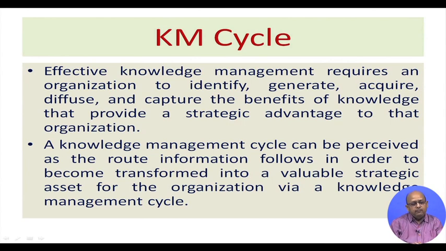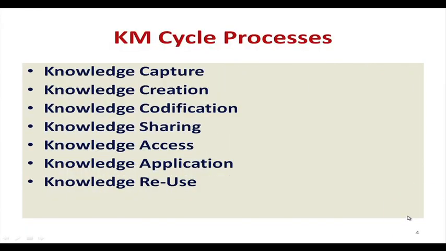If you look at the knowledge management cycle, it could be seen as a route which information follows, to be transformed into a very strategic asset. So, how knowledge could be used as an asset for the organization, okay, this happens through the knowledge management cycle. Now, if you look at the different processes related to the knowledge management cycle, it includes knowledge capture, second is knowledge creation, then codification and knowledge sharing, knowledge access, knowledge application and knowledge reuse.